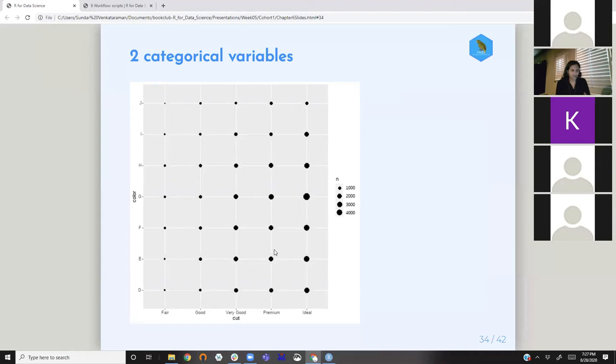Does anyone have anything else to say about this? My takeaway would be where the diamonds co-occur within color and cut.